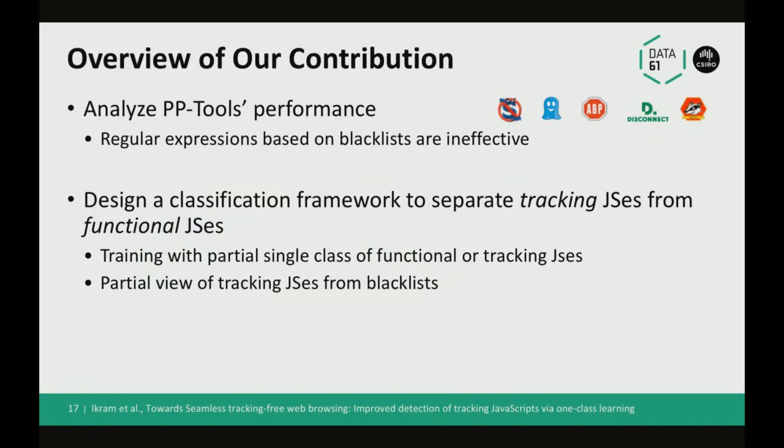So this is the overview of our work. We analyze privacy-preserving tools, and we propose a classification framework that is based on a single partial knowledge of tracking JavaScripts. By partial, I mean that we can take tracking JavaScripts from previously published lists, and we see that these lists are not complete enough, and that's why we think they are partial and they could be used for training our classifier.